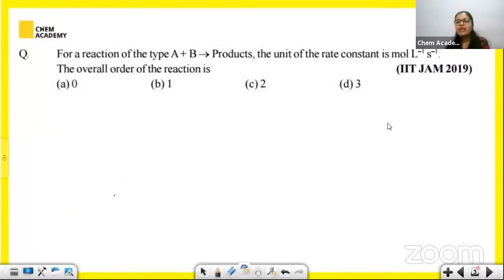So let us begin with the very first question for today. This question came in the IIT JAM exam of 2019.